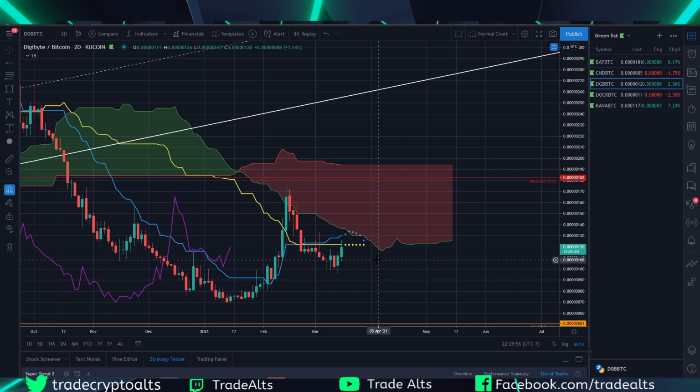Another one is DigiByte. We're not in the cloud, so this is not a valid setup, but I know there's quite a few people who like DigiByte, and this is something that is possibly starting to set up. You had your candle close here inside a cloud, but you did not have your bullish TK cross. So obviously this is not a trade. And what happened? Price came back down. The thing is, you're still bullishly crossed. Price is sitting right at Kijun here, which is basically right at equilibrium.